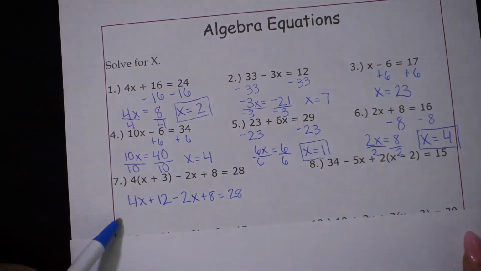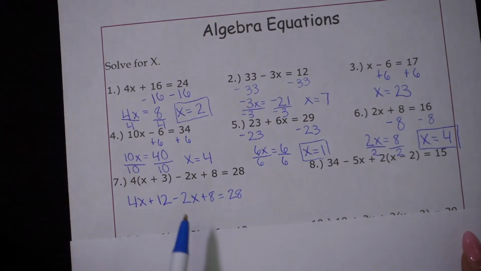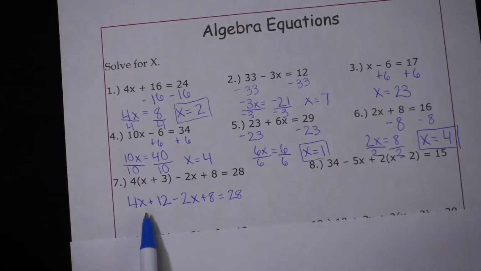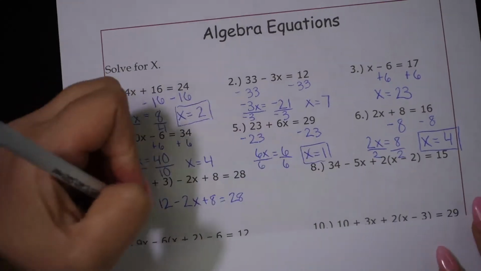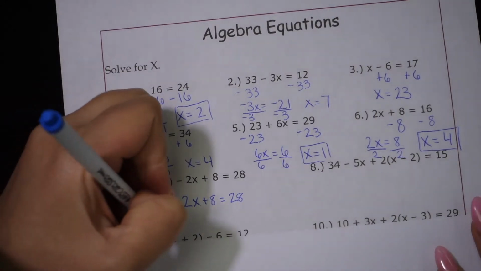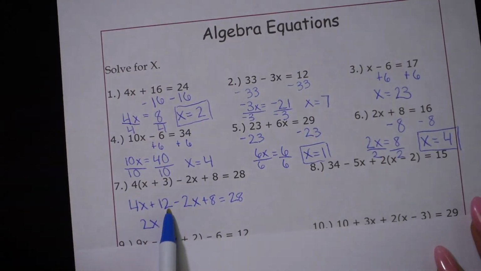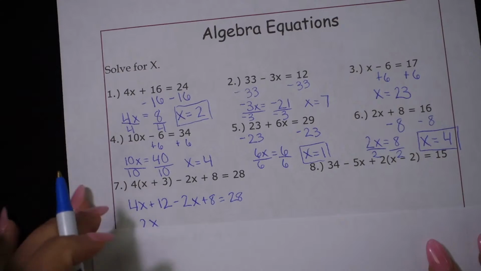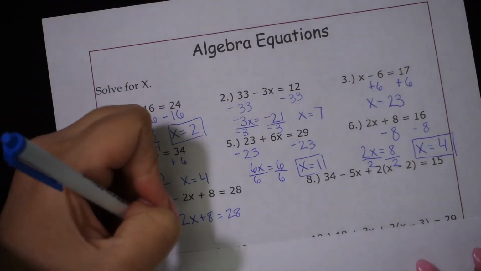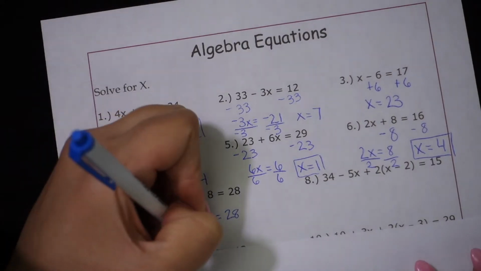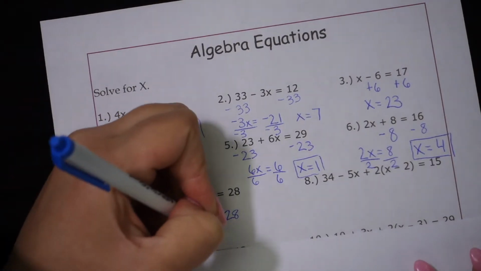Now, when we have an equation like this and we see that x is written twice right here, we can go ahead and add these two numbers. So this would be 4x minus 2x, and that will give us 2x. And now we can see that there's a 12 and an 8. We just go ahead and add those two together. So it'll be 2x plus 20 to give us a value of 28.